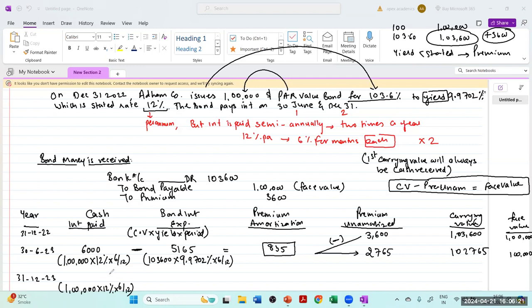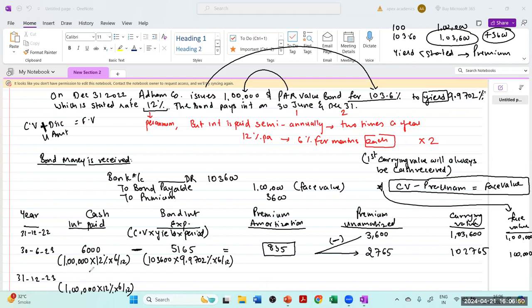How is 2,765 plus something equal to 1 lakh? Carrying value minus premium is equal to face value. For a bond at a premium, it will be carrying value minus premium unamortized. In the case of discount, it was carrying value plus discount unamortized is equal to the face value. Here it will be, sorry, it was plus. I'm sorry, it was plus. Here it will be minus.